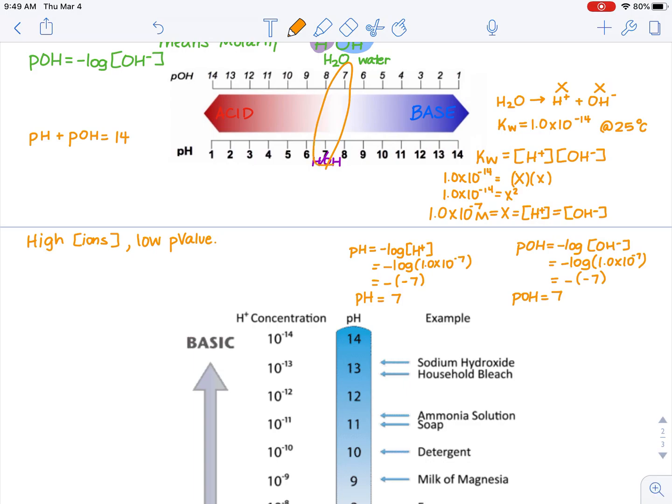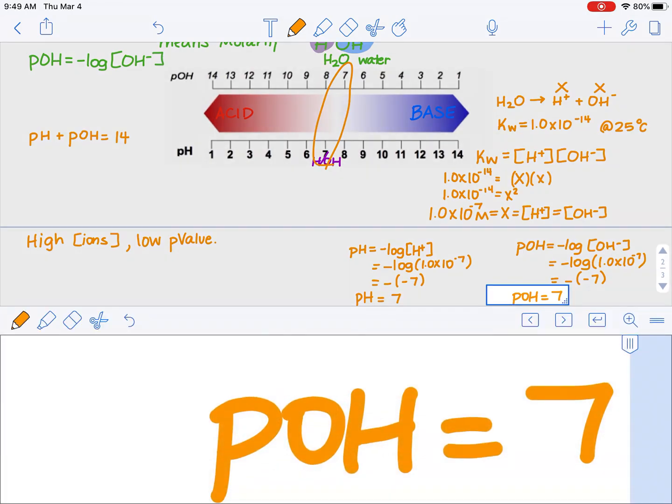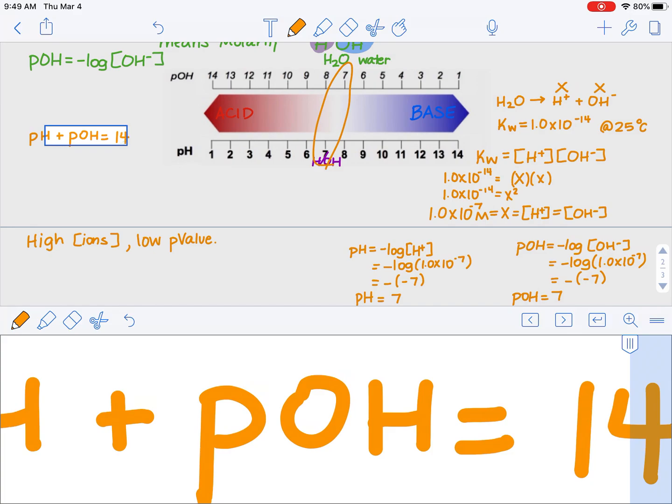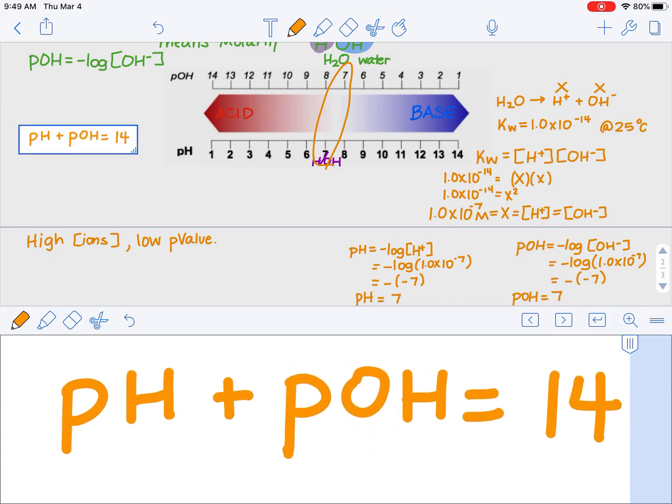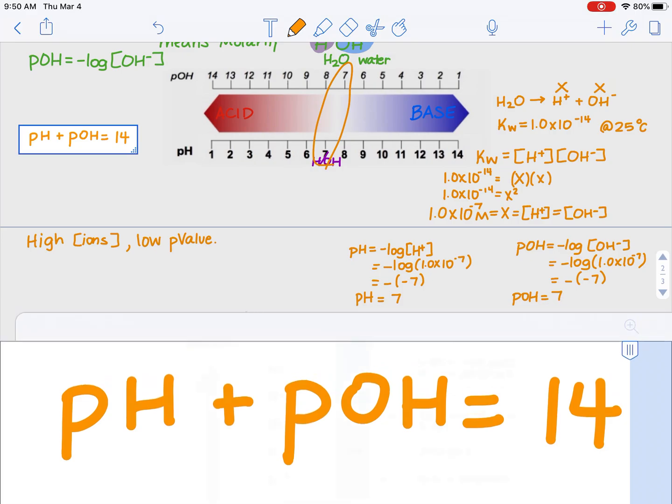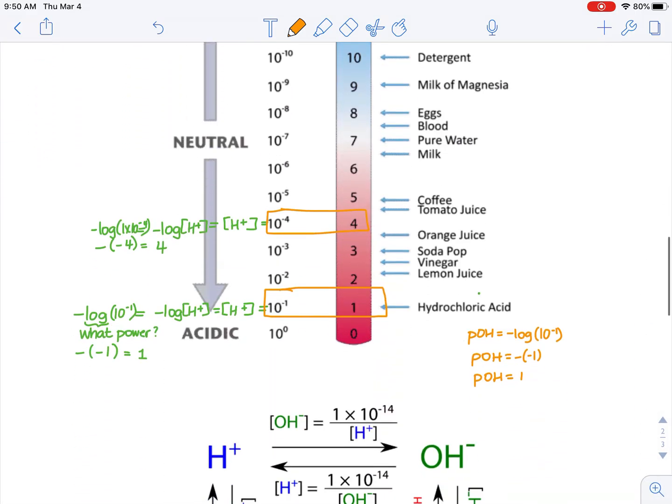So here we have another justification as to why pH of 7, it's a terrible circle here, is considered to be neutral, because when I'm measuring the pH of water and the pOH of water, because those ions of acids and bases are equal to each other, they have the same concentration, then the p values are going to be the same, 7. And if I add 7 plus 7, that gives me 14, which explains how we derived the pH plus pOH equals 14 equation.